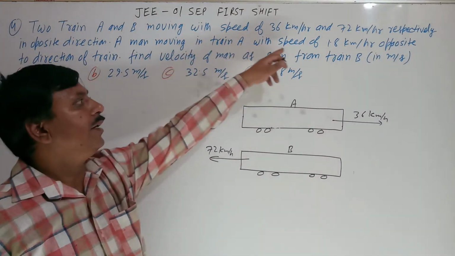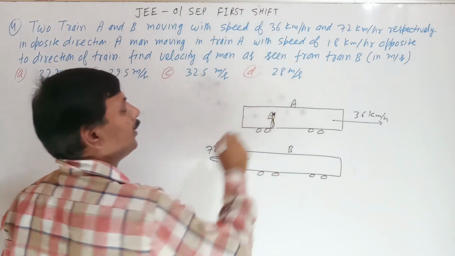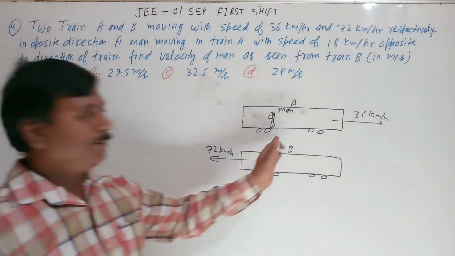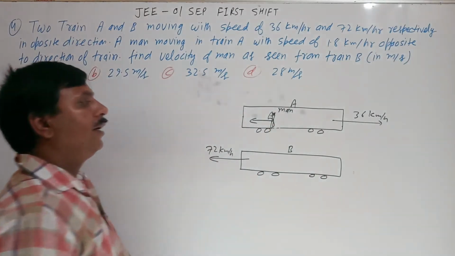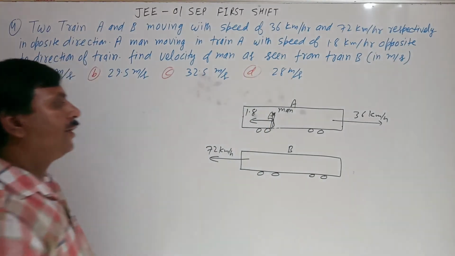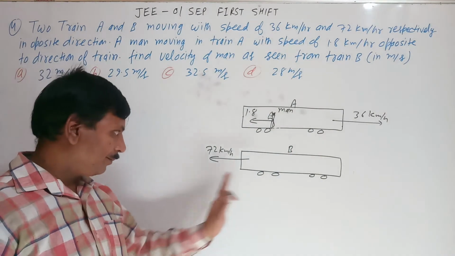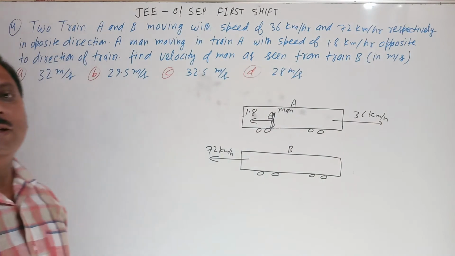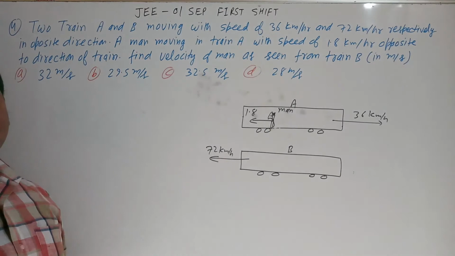A man is moving in train A. Here is one man. He is moving opposite, so the train moves in the right direction and the man is moving in the left direction. So his speed is 1.8 km per hour with respect to train A. So find the velocity of the man as seen from train B. What speed will he appear to have from train B? Four options are given.